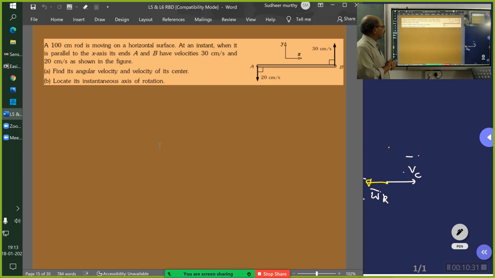And obviously they said locate its instantaneous axis of rotation. Velocity of its center. Center means the center of the rod. It's a uniform rod, so the center of the rod is the center of mass. The center of mass is different from the instantaneous axis of rotation, obviously.